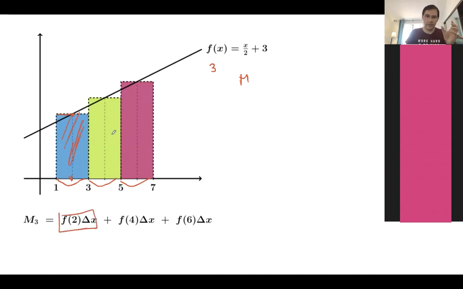And then I'll do the same thing. This is the second small subinterval from 3 to 5. And I'll take the sample point to be the one exactly in the middle. So this point 4.